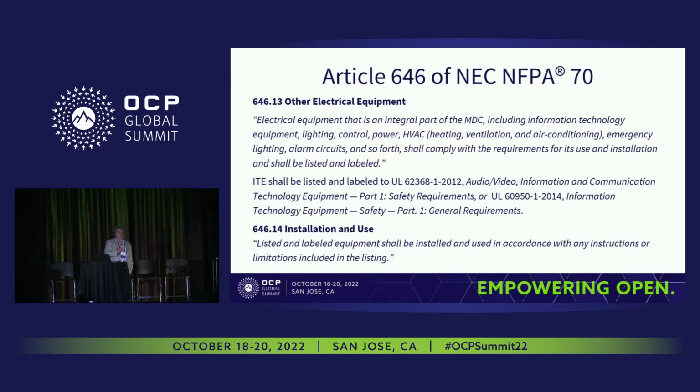Installation and use. I purposely pulled it out of the list because listed and labeled equipment shall be installed and used in accordance with any instructions or information included in the listing. Many of you are manufacturers of equipment that actually gets installed in the rack, and I can guarantee you that every single one of you has an example where equipment was not installed properly. That's why it's in the code. Any equipment installed in that rack in the MDC has to be installed in accordance with the manufacturer specification and what is specified in the listing of that equipment.